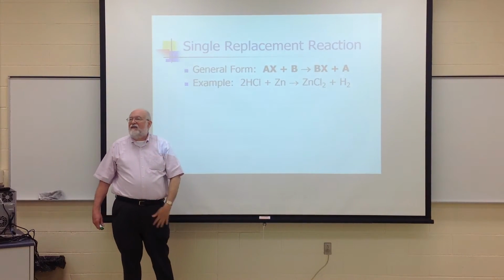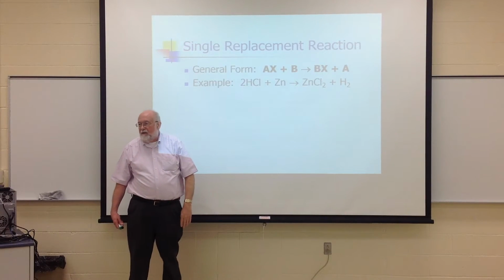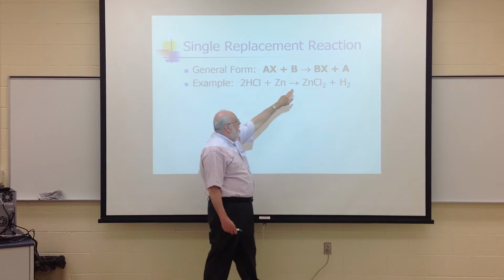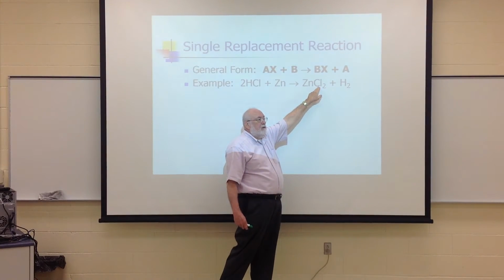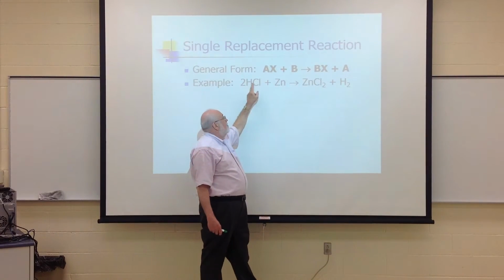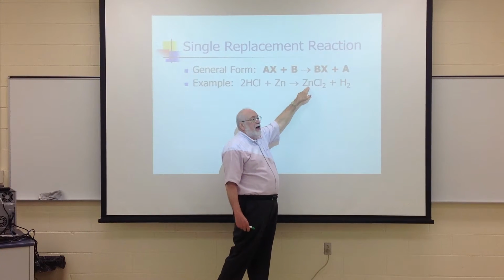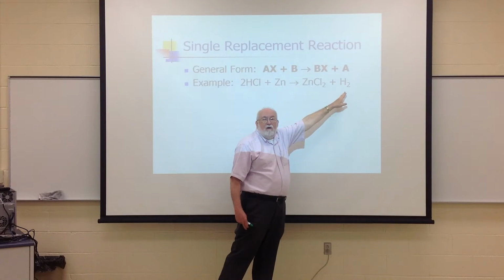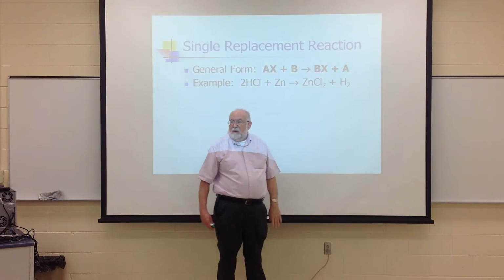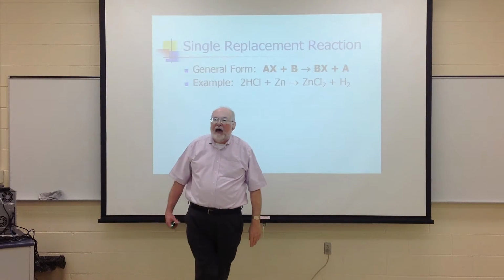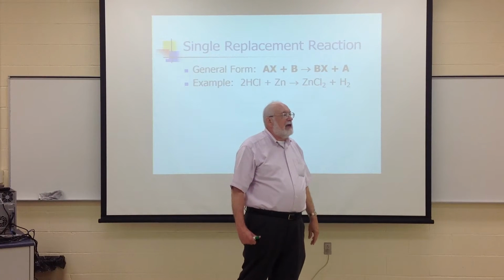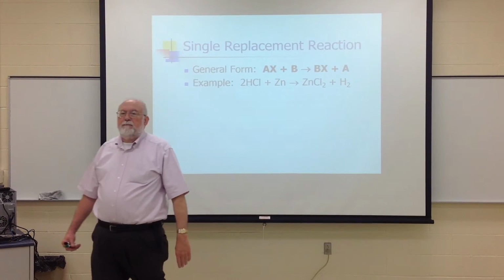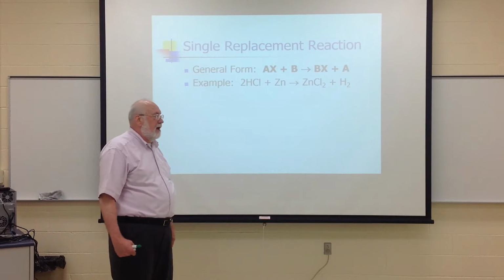Zinc is kicking the hydrogen out of the compound and taking its place. So the anion chloride shows up as chloride on both sides. But what's happened, zinc has now become a cation over here, and hydrogen is now an element. So, in other words, it's like the zinc is replacing the hydrogen. That's what's happening. The zinc is replacing the hydrogen from the compound.